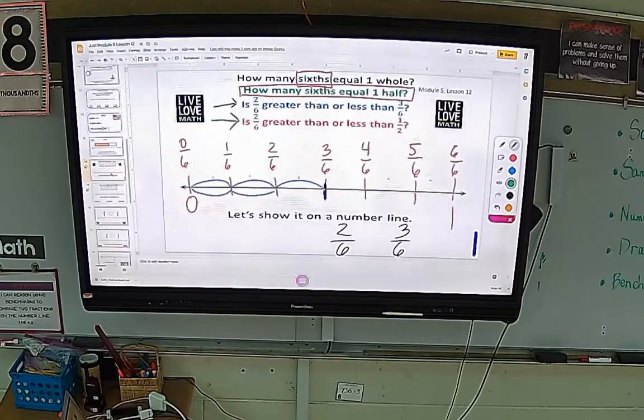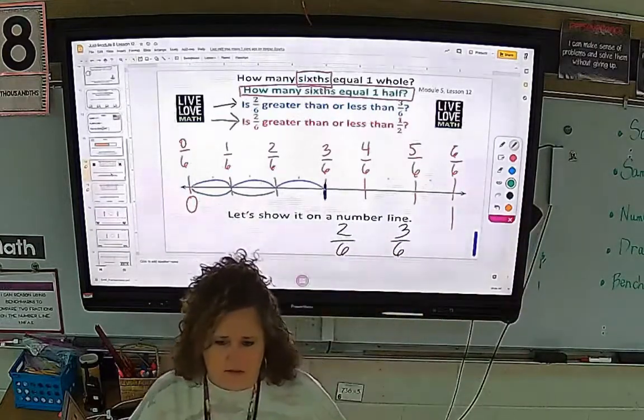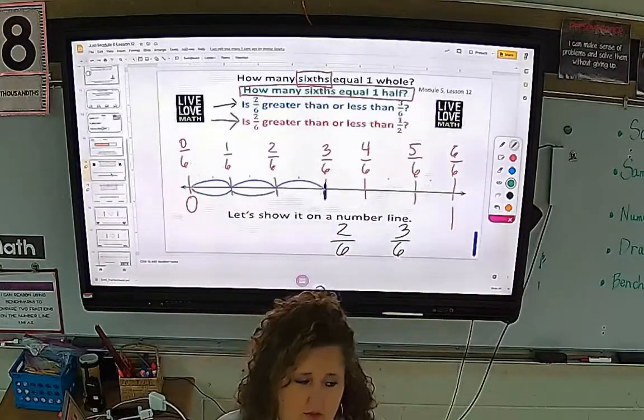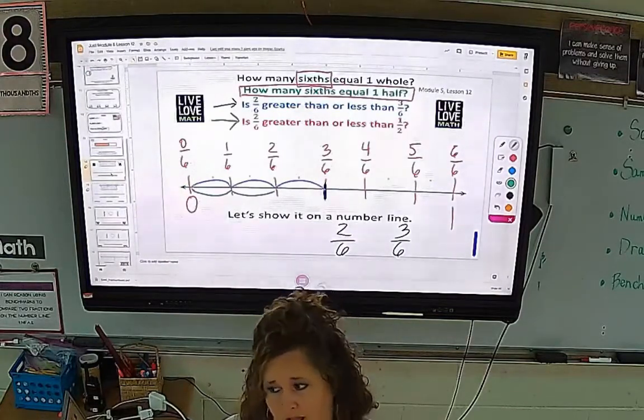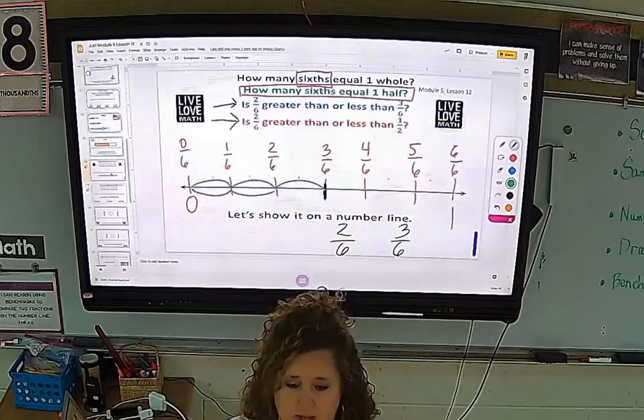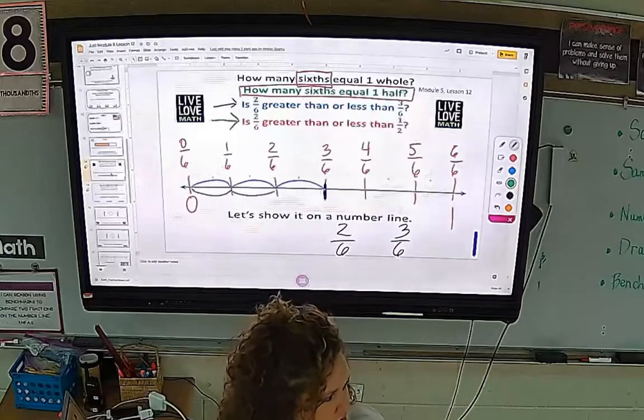Now our benchmarks, guys, that we're going to start using a lot are 0, 1 half, and 1. A benchmark is just like something to guide you. If somebody gives me directions to drive somewhere, please don't do this. Drive north 3 miles. Turn southeast. Go half a mile. Then turn west. Drive 4 miles. Oh my goodness, I'm lost.